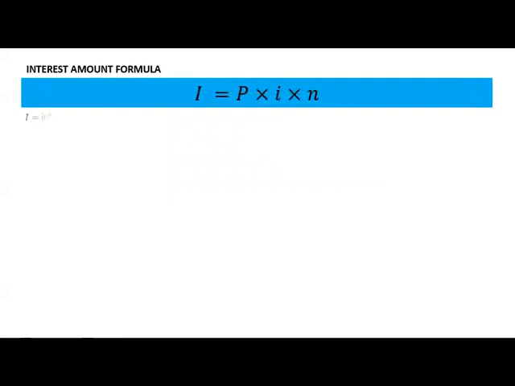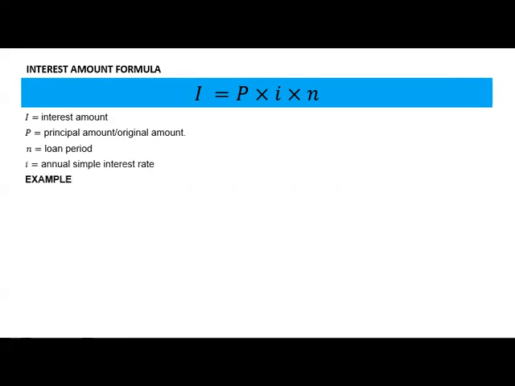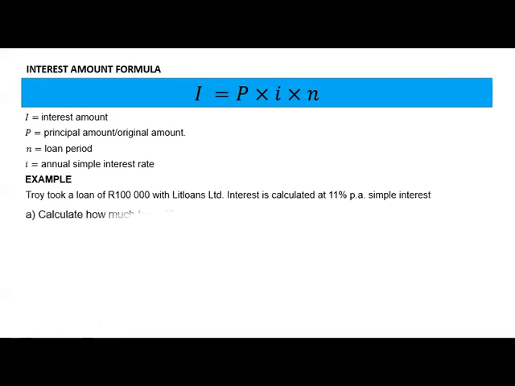Interest is the interest amount. The big I, or capital I, is the interest amount. P is the principal amount or original amount, and n is the loan period. And the small i will be what we call the annual interest rate. Now let's look at this example here. Troy took a loan of 100,000 Rand with Lit Loans Limited. Interest is calculated at 11% simple interest. We need to calculate how much Troy will owe after 5 years and also calculate interest charged over 5 years.